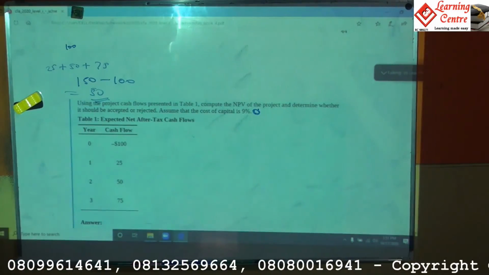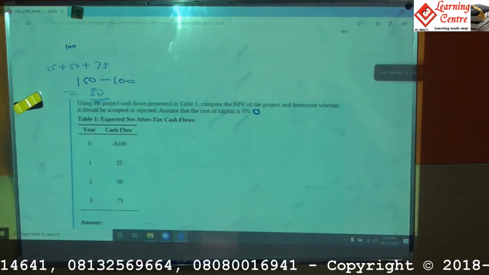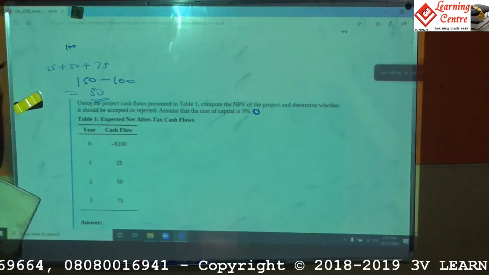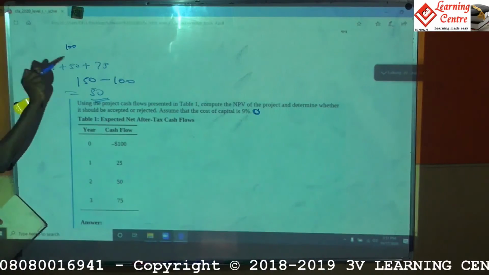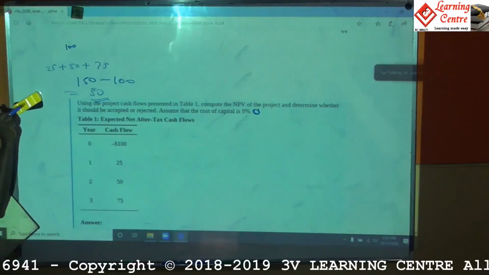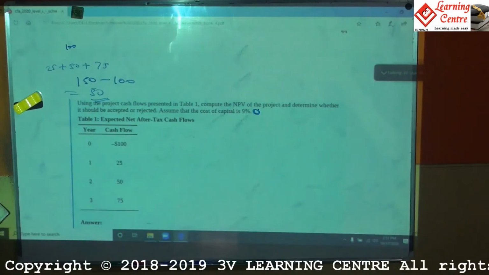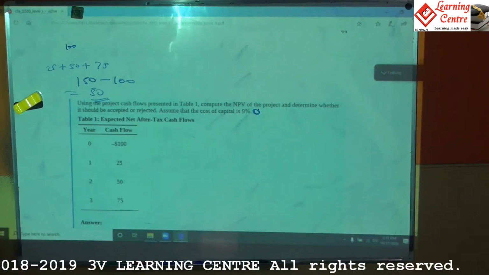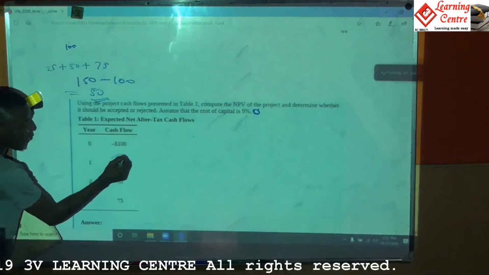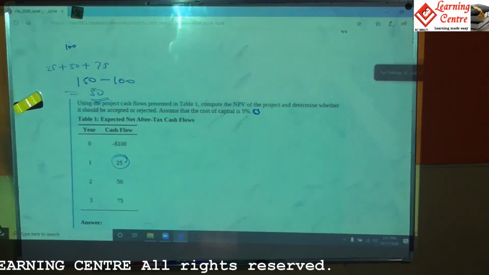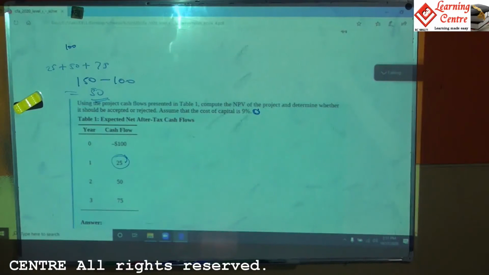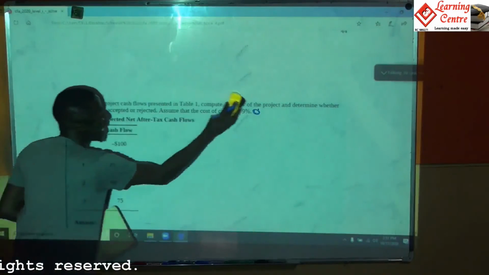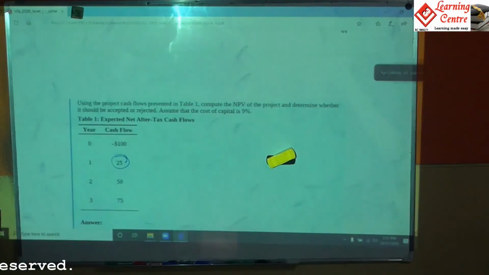Are we good? So we are now saying that in the future, there is something we call cost of capital. That means the cost of investing your money. Automatically, what is the money now to you? So we are saying, by the time you are getting 25 in year 1, what is the money now? Are we good? So that's where we now use this NPV to calculate if the project is okay or not.